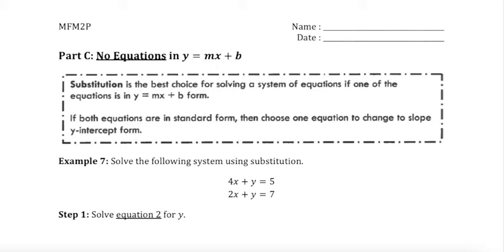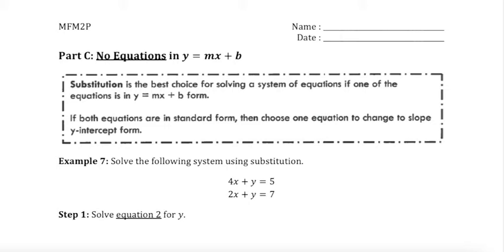So substitution is the best choice when we are solving a system of equations if one of the equations is in slope-intercept form, or y equals mx plus b form. If they're not, if both of the equations are in standard form or some other variation, then we want to choose one of the equations to change into that slope y-intercept form, or even to isolate for the x in some cases.